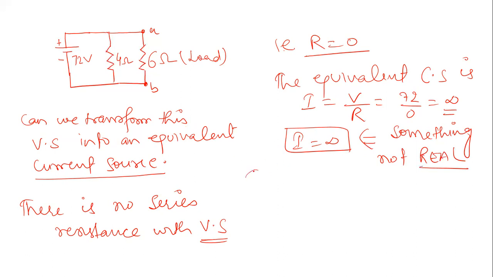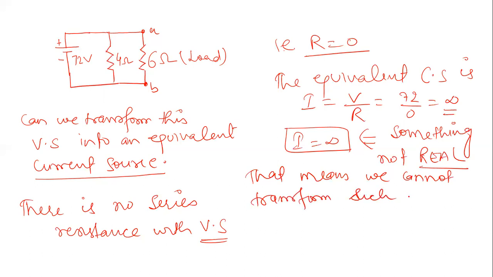So that means we cannot transform such a voltage source into an equivalent current source. So this is one special case here, right?